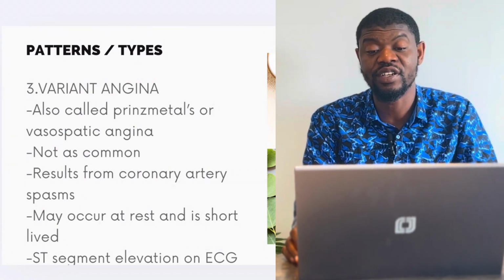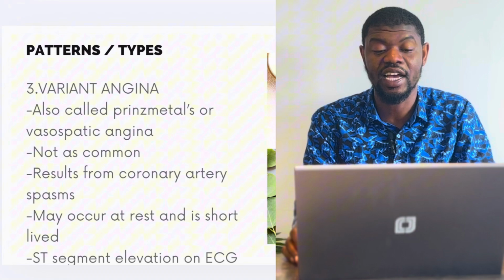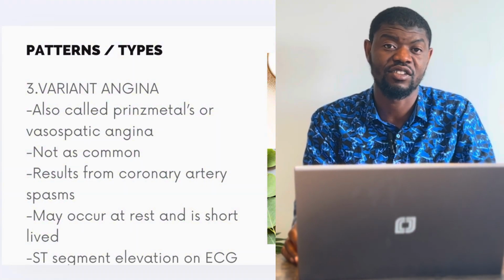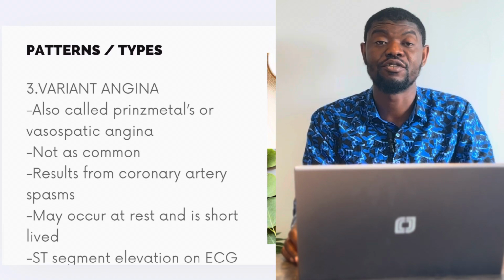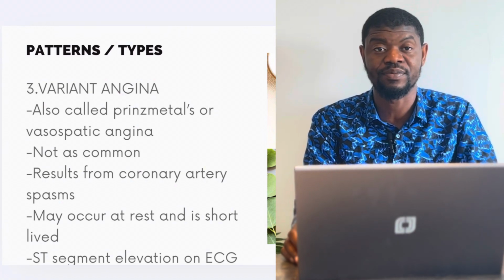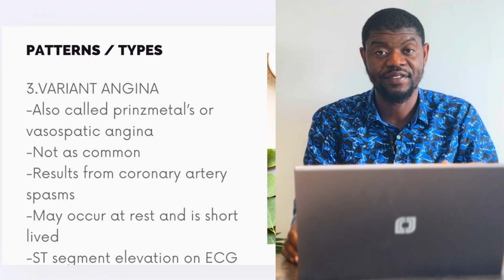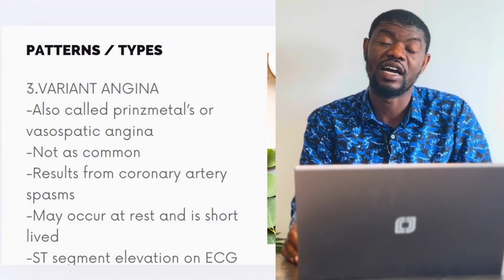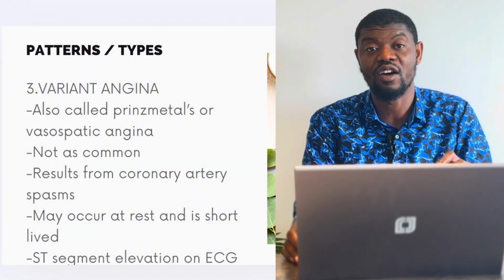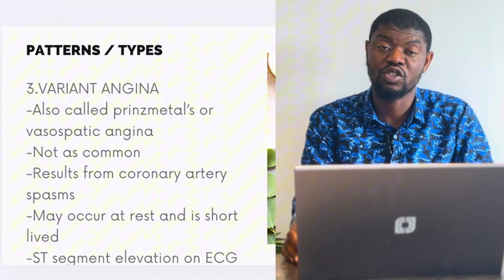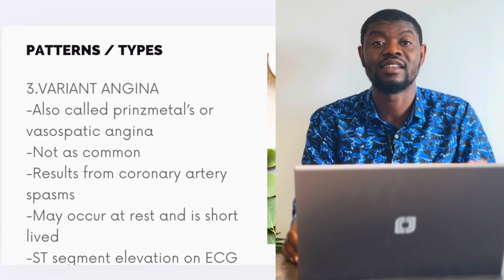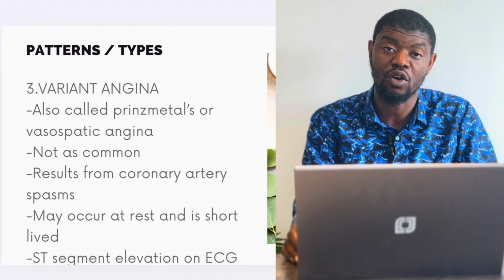Now, the third type of angina we'll be looking at today is the variant angina. It is also called Prinzmetal's or vasospastic angina. This is not as common as your stable and unstable anginas, and this results from coronary artery spasm. Variant angina may also occur at rest and is usually short-lived. With variant angina, you can see changes on an ECG strip when you take one. So when you do a 12-lead ECG, you're likely going to see ST segment elevation, so ST elevations on your ECGs.